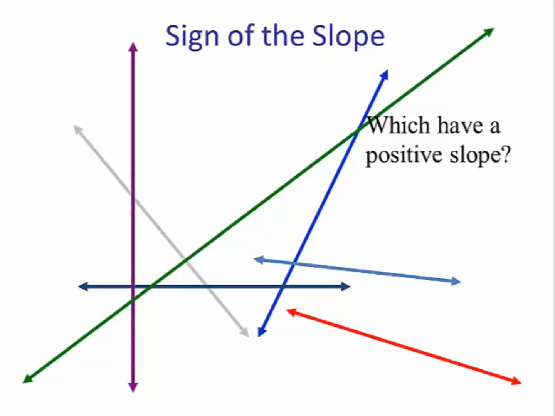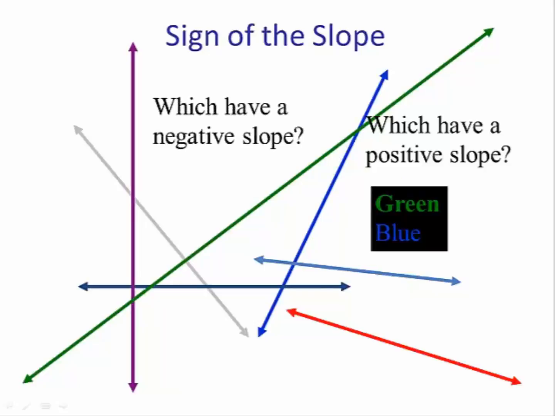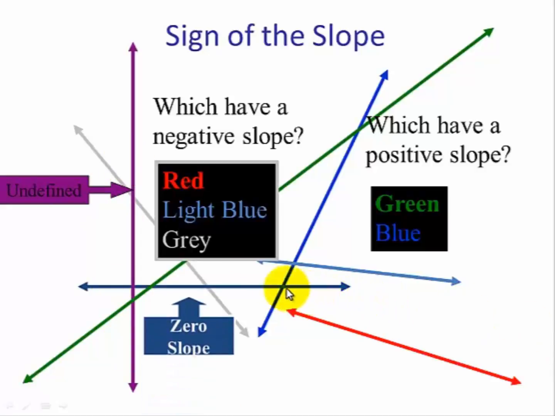Which of the lines have a positive slope? Going by the color, the green one and the blue one have a positive slope. Which have a negative slope? The red one, the light blue one, and the gray one. This line is undefined. It is vertical. And this line here, the slope is 0.